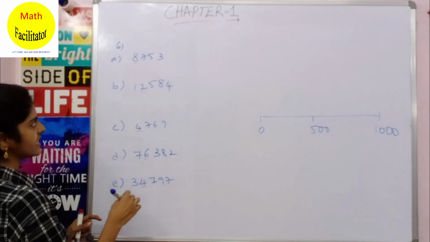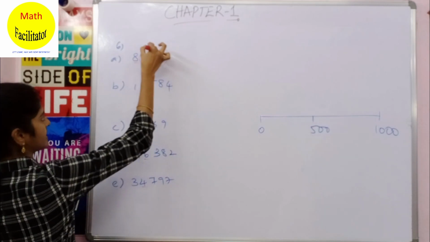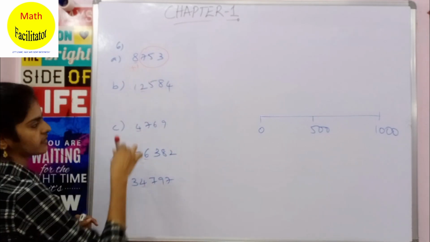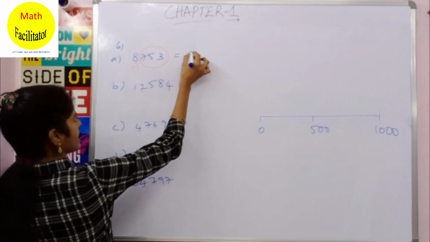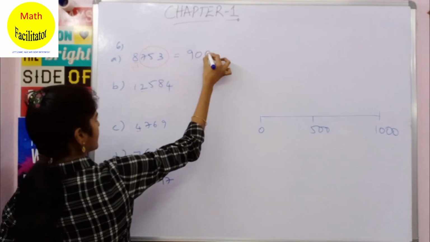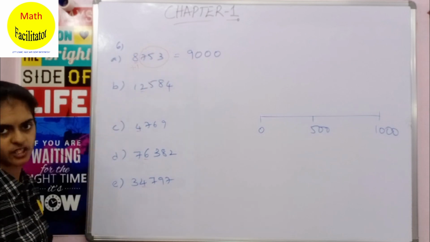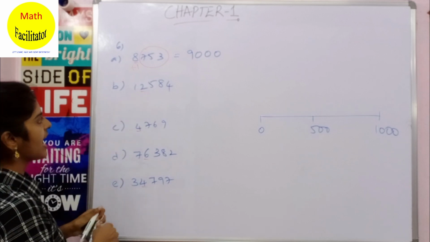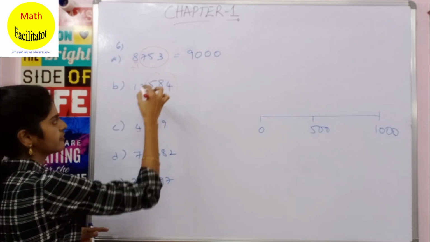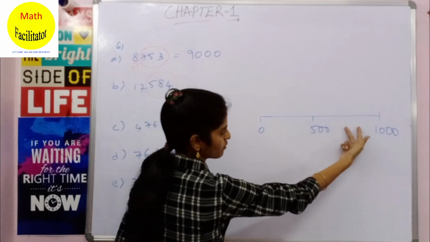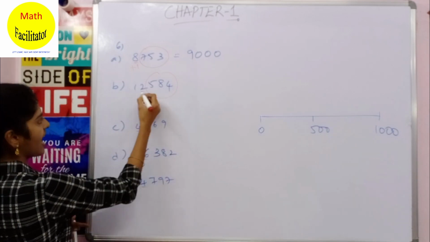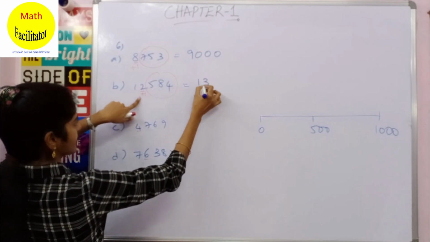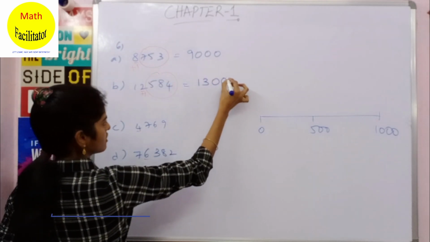Okay. So now let us see here. Now you have 753. 753 is more than 500. Yes. So you will add 1 here to the thousands place. So it is 9000. 8 plus 1 is 9, and you will write zeros. After this all these will become 0. Yes. Now see here. In the thousands place you have 2. Okay. And this is 584. Okay. So 584 is more than 500. Yes. So you will add 1 to this thousands place. Okay. So that means 2 plus 1 is 3, and all these become 0. So how many zeros? 3 zeros.